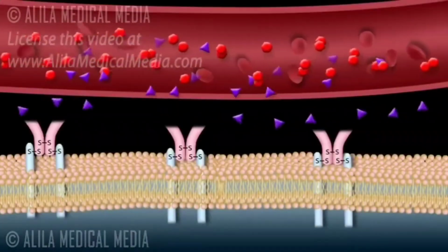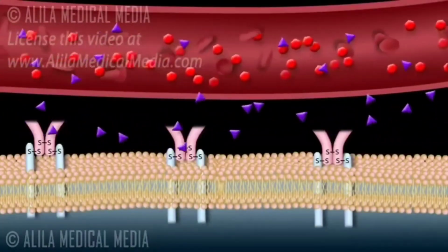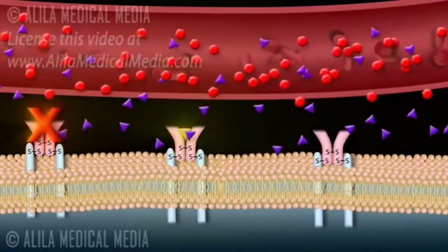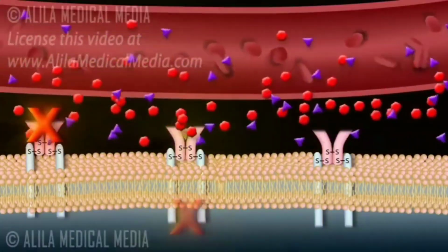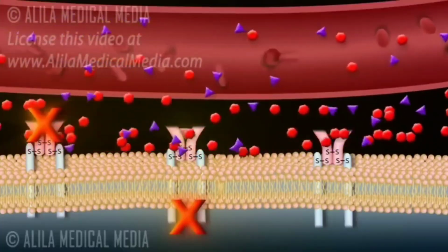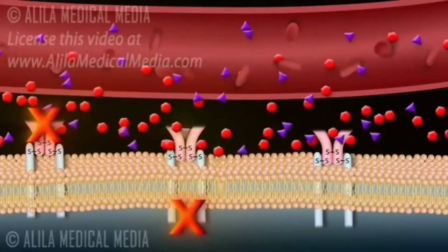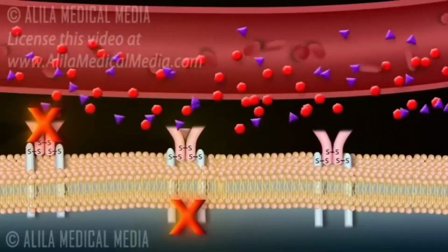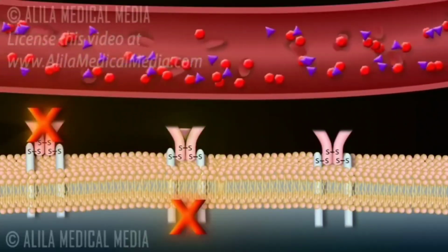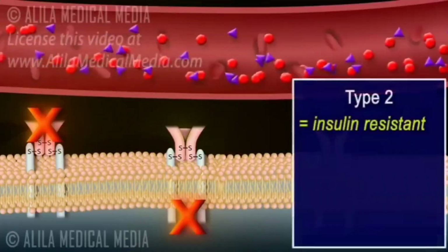In type 2 diabetes, the pancreas produces enough insulin, but something goes wrong either with receptor binding or insulin signaling inside the target cells. The cells are not responsive to insulin and therefore cannot import glucose. Glucose stays in the blood. In other words, type 2 diabetics are insulin resistant.